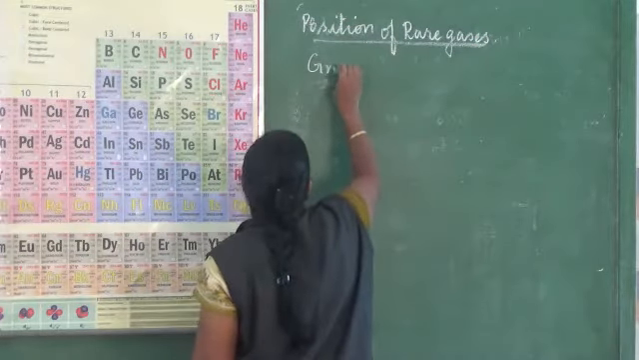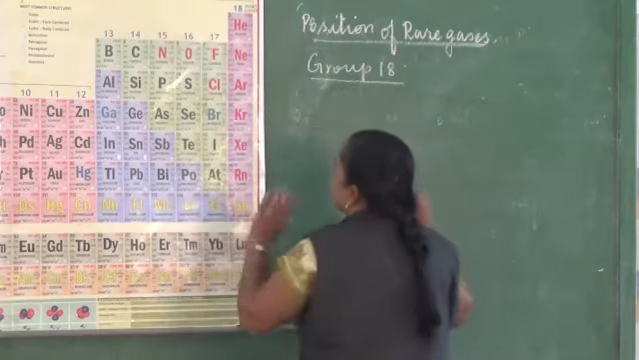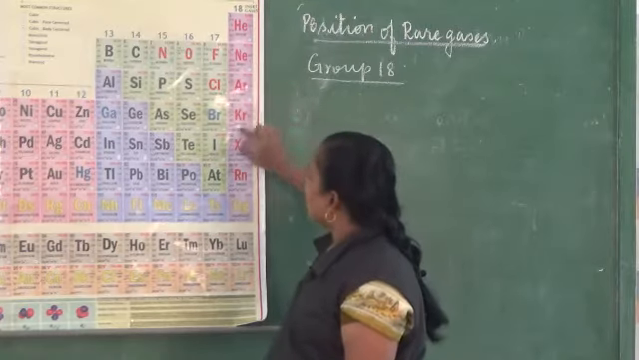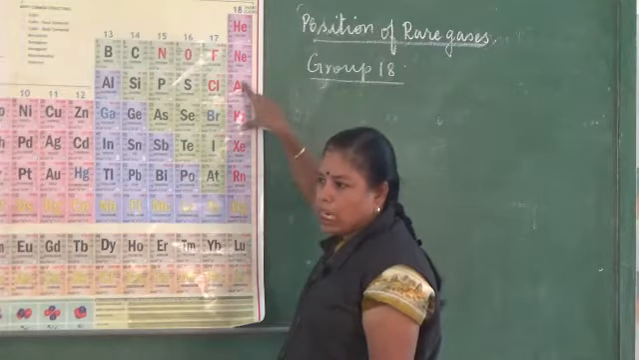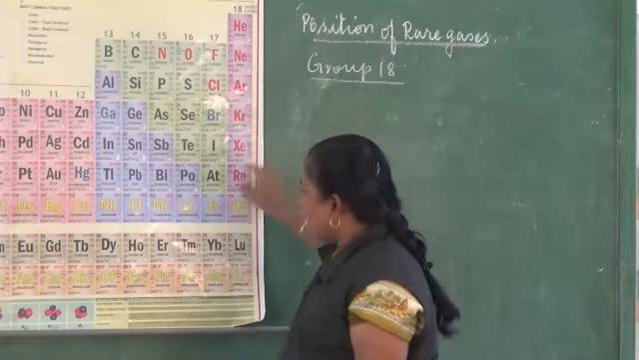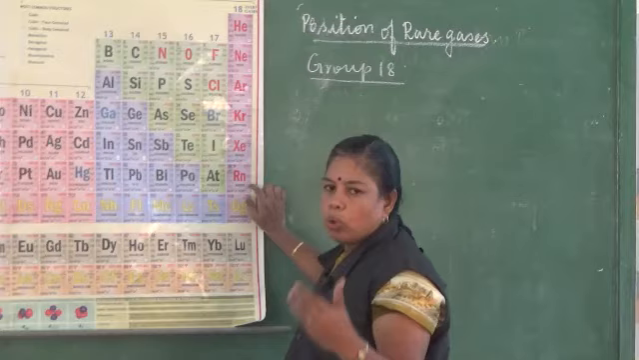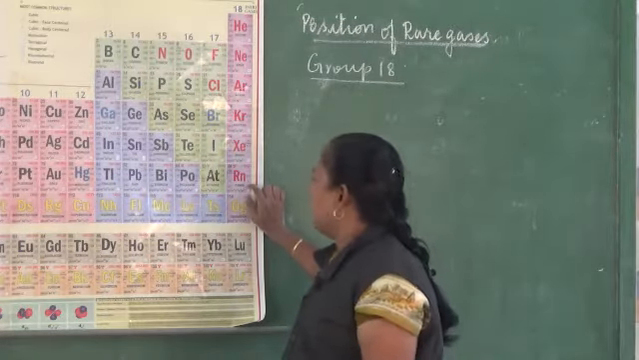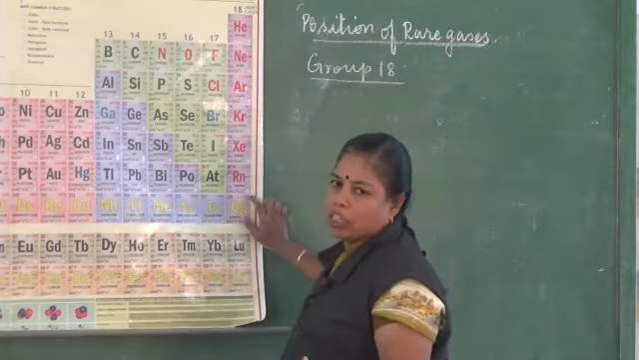Group 18 elements are called rare gases, and otherwise they are called inert gases. Why are they called inert gases? They need not gain or lose electrons to attain a stable electronic configuration, because their electronic configuration is already stable. So, they will not react with any of the elements. That's why they are called inert gases. They are inert in nature.